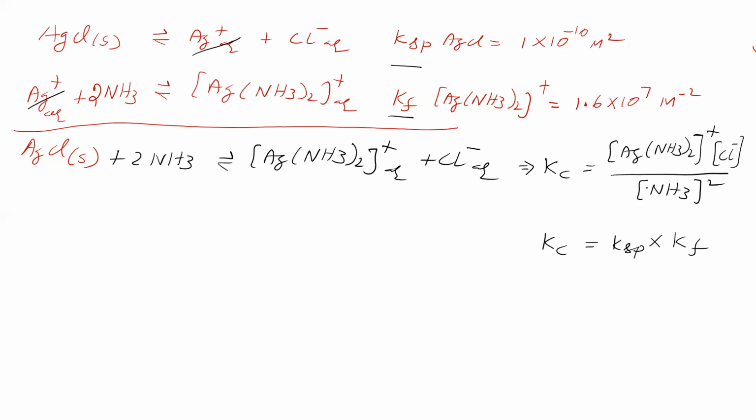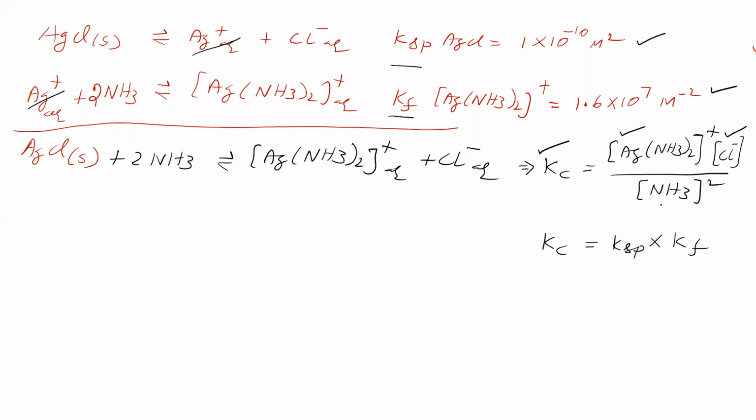Okay. If you multiply this equilibrium constant and this equilibrium constant, we will get this equilibrium constant. Therefore, this equilibrium constant Kc is equal to Ksp of AgCl into Kf of complex. So we know this Kc value, the equilibrium constant value. If you know the concentration of this complex ion and the concentration of Cl minus, then we can find the concentration of ammonia. They are asking us to find the concentration of ammonia.